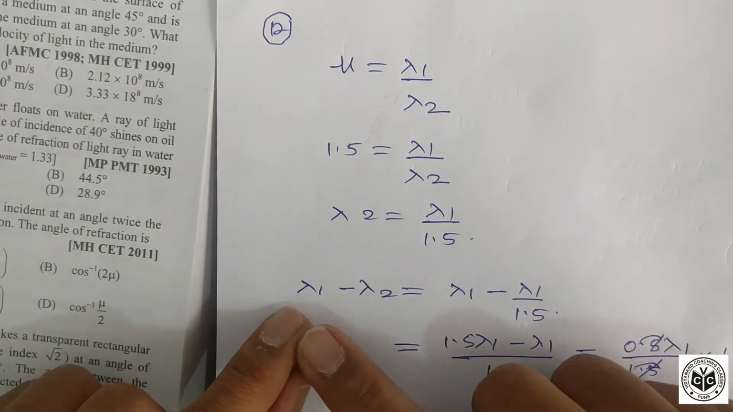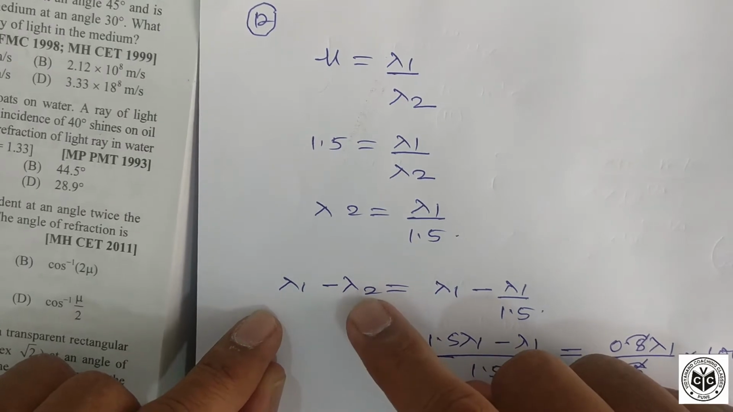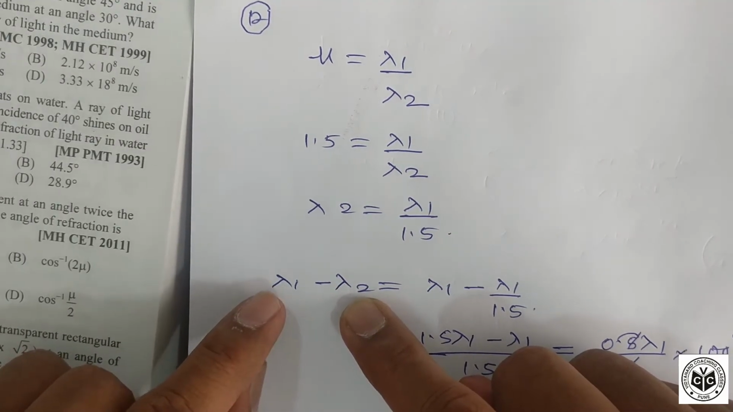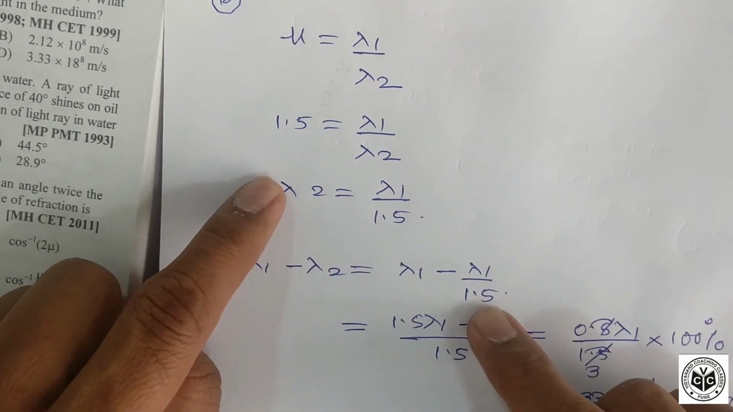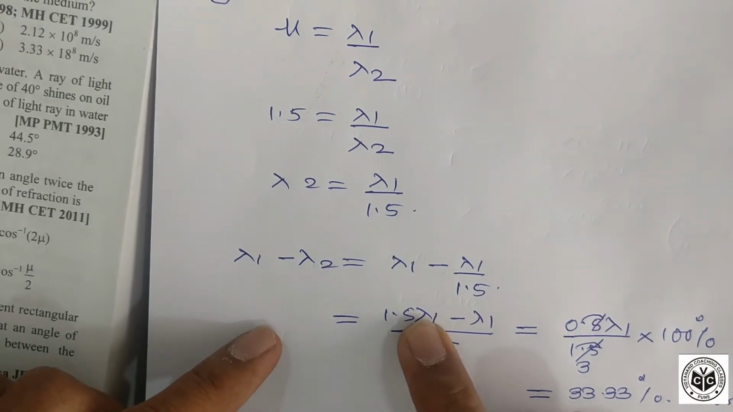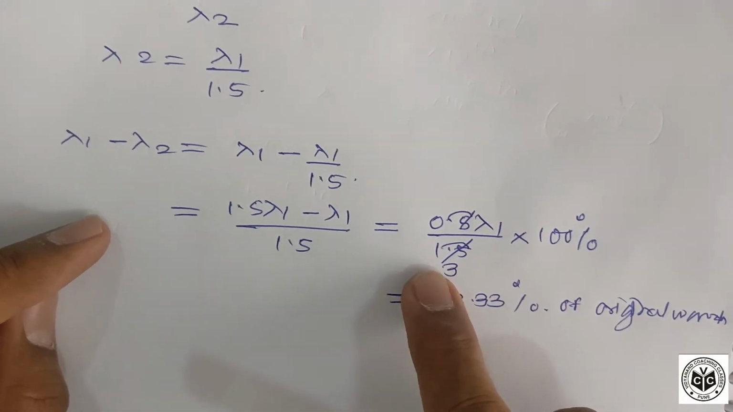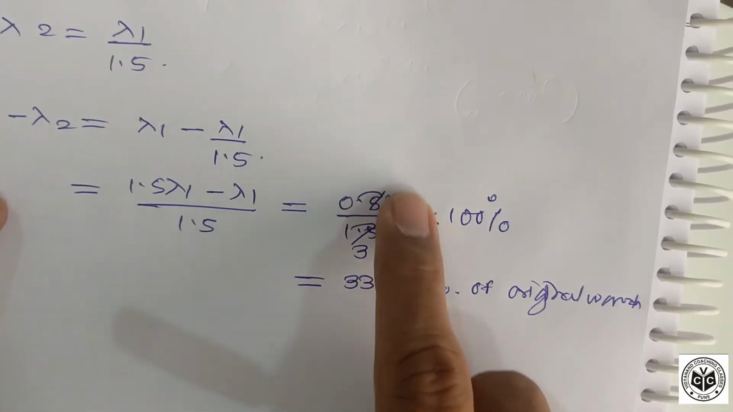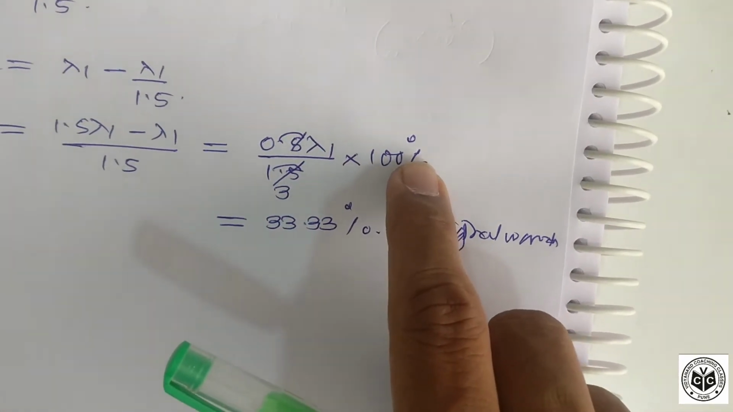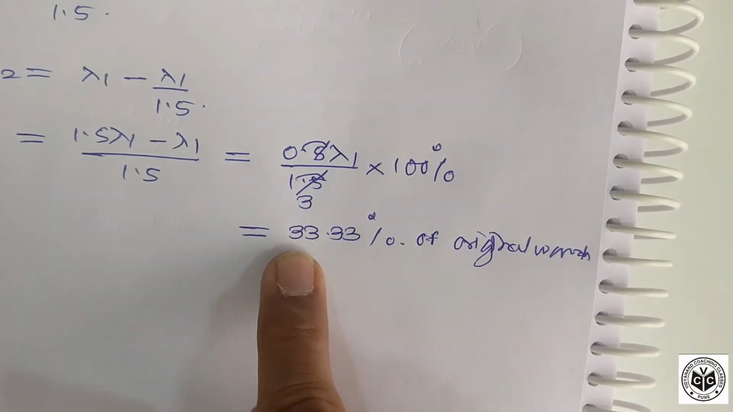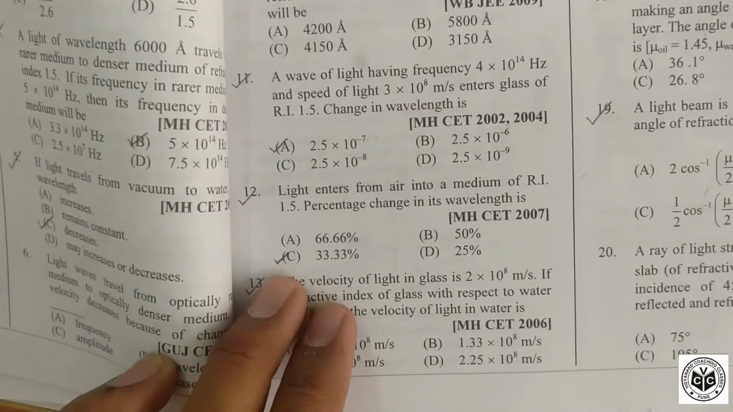Now change in wavelength is lambda 1 minus lambda 2. Why not lambda 2 minus lambda 1? Because in the medium the wavelength is going to decrease. So lambda 1, that is in air, will be more. So lambda 1 minus lambda 1 upon 1.5. It gives 1.5 lambda 1 after taking LCM minus lambda 1 upon 1.5. That comes to 0.5 upon 1.5. So when you shift the decimal digits, 5 upon 15. So 1 upon 3 into 100% for taking out the percentage, it comes to 33.33% of the original wavelength. The option is C.